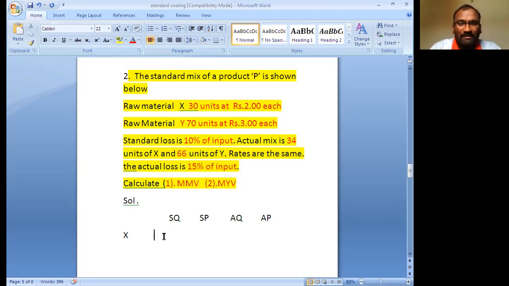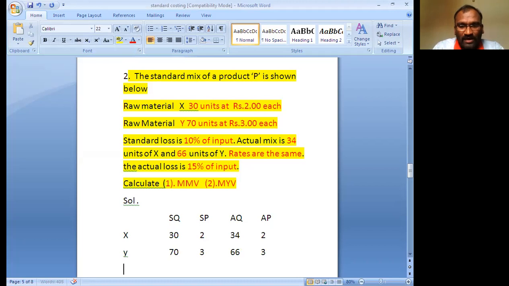First, you frame the table: standard quantity, standard price, actual quantity, actual price. For X, standard quantity is 30 units, and the price is 2 rupees. Actual quantity is 34 units, and the actual rate is the same. Here the actual rates and standard rates are the same, that's why you consider both rates the same. Next, for Y, standard quantity is 70 units, and the price is 3 rupees. Actual quantity of Y is 66 units, and the rate is the same, 3 rupees.